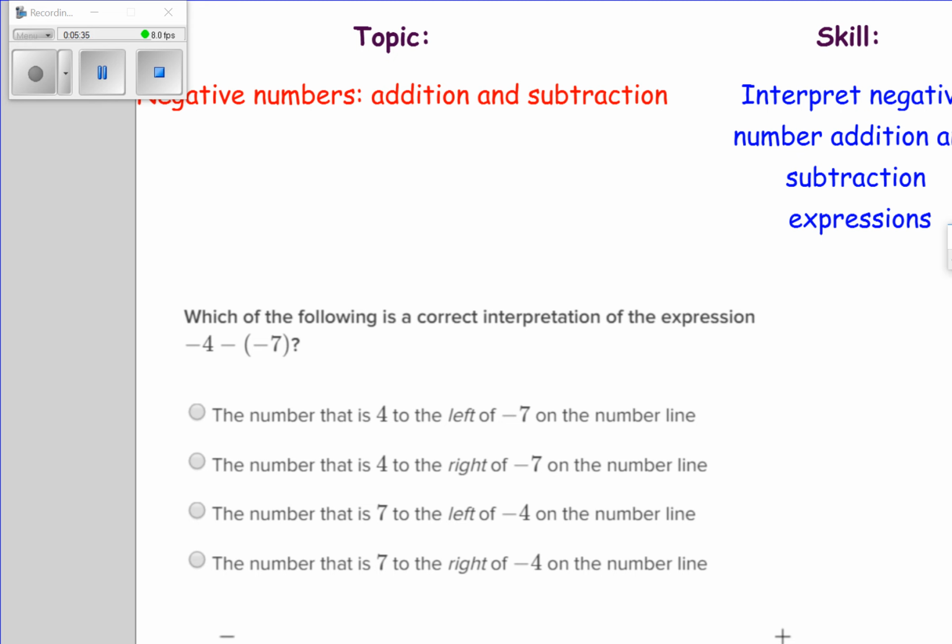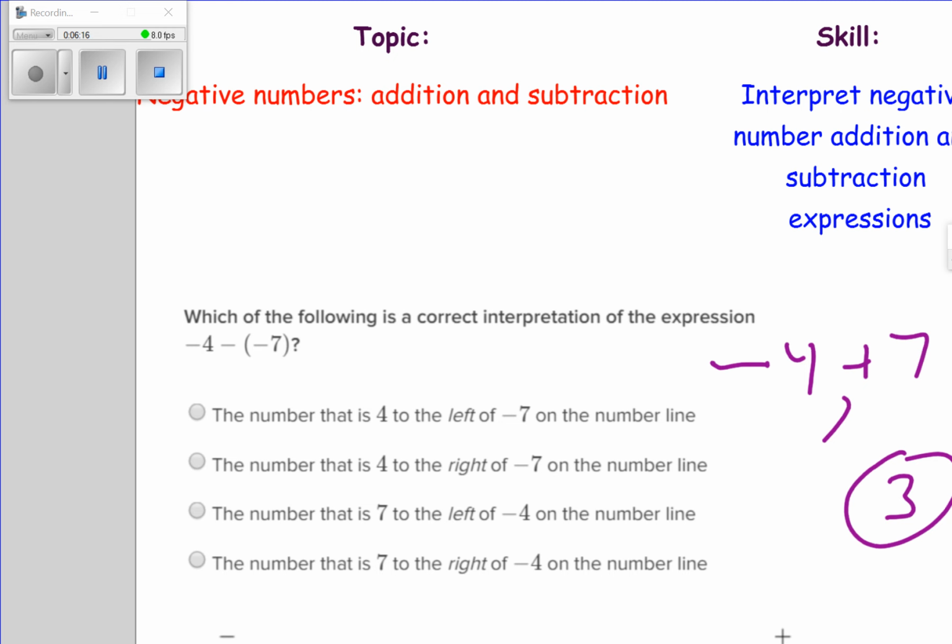Which of the following is a correct interpretation of the expression negative 4 minus negative 7? Remember, we never want this double negative. So we would rewrite that as negative 4, and instead of minus negative 7, we would write it as plus 7. And if you remember from all the work we did before, I have 4 negatives, I have 7 positives, I end up at positive 3. So I'm just going to number up to 7 on each side: 1, 2, 3, 4, 5, 6, 7, and negative 1 through negative 7.